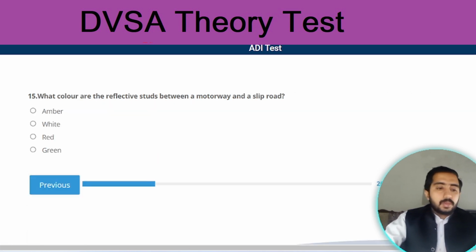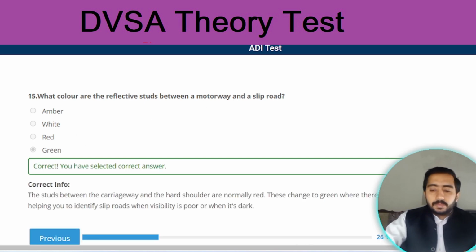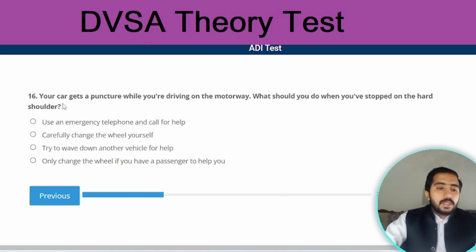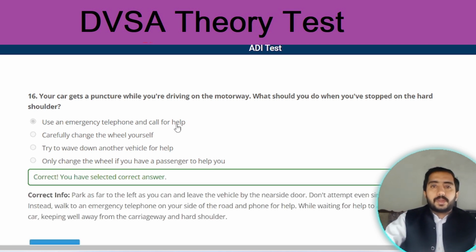Next one. Question 16. What color are the reflective studs between a motorway and a slip road? For the slip road, the color is green. Next one. Your car gets a puncture while you are driving on a motorway. What should you do when you stop on a hard shoulder? The correct option is use an emergency telephone and call for help. Option A is the correct option.